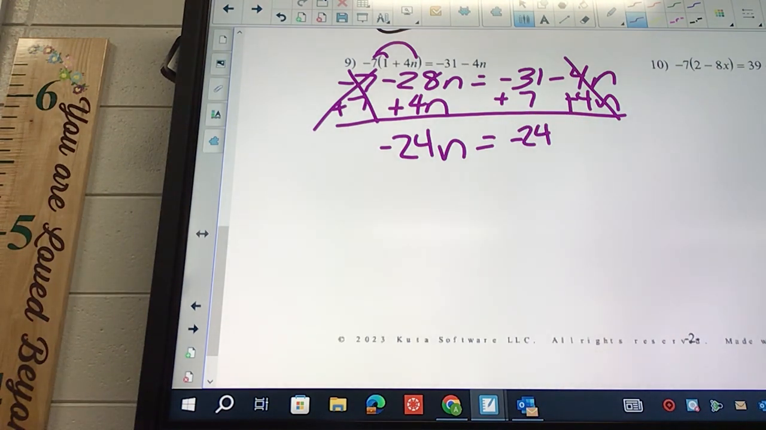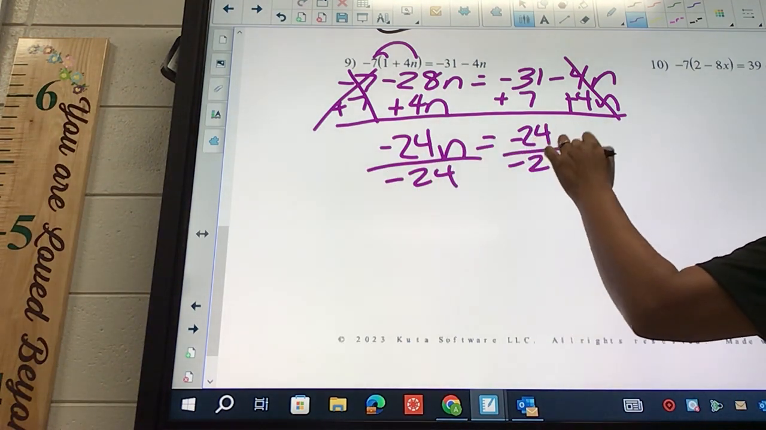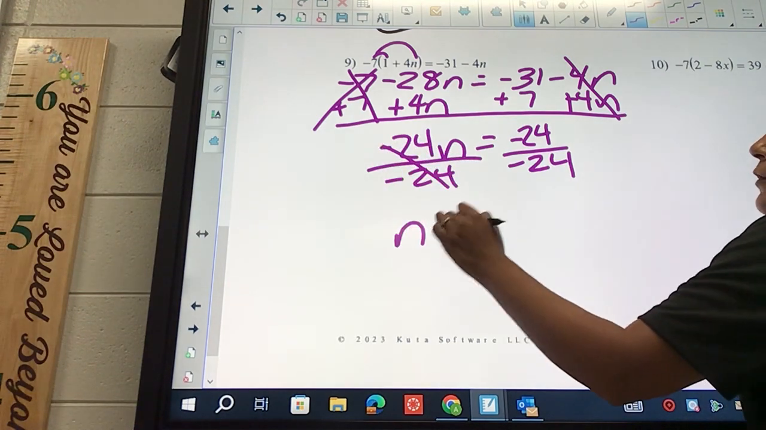And our last step is always to do what? Divide. 1.